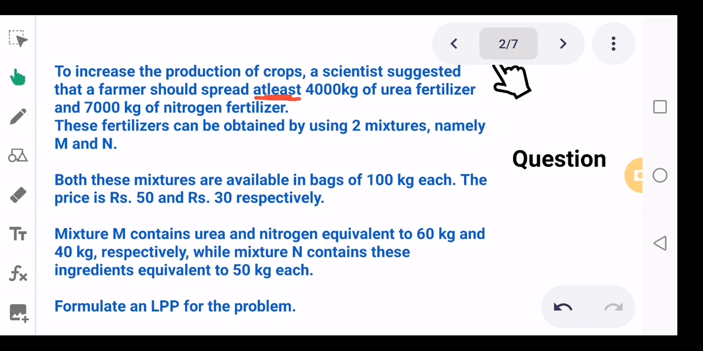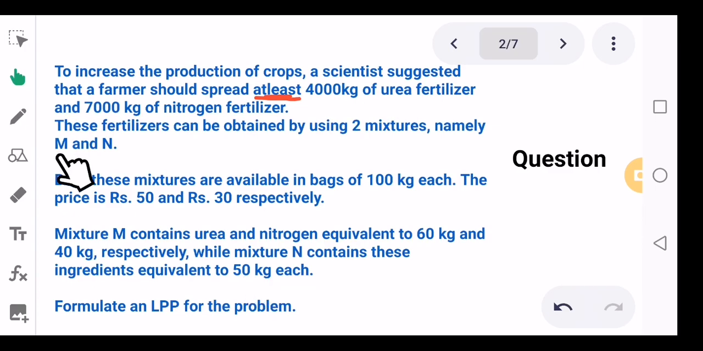The farmer wants to implement it now. These fertilizers can be obtained by using two mixtures, namely M and N. So now the farmer finds out that there is mixture M and there is mixture N. Mixture M contains 60 kg of urea and 40 kg of nitrogen. Mixture N contains 50 kg of urea and 50 kg of nitrogen.